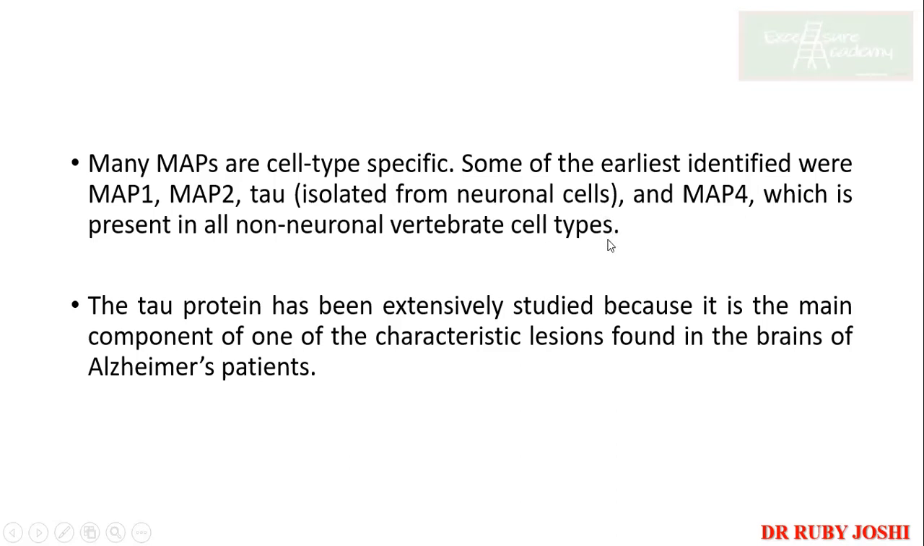Sorry. So the tau protein has been extensively studied because it is the main component of one of the characteristic lesions found in the brains of Alzheimer patients. Okay. Now, who can tell me what exactly happens in Alzheimer patients? Like we know that it is a neurological disorder, but what exactly is happening? Anyone? Okay, Akshay has joined. Akshay, do you want to comment?